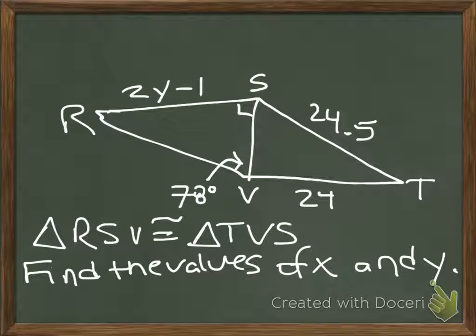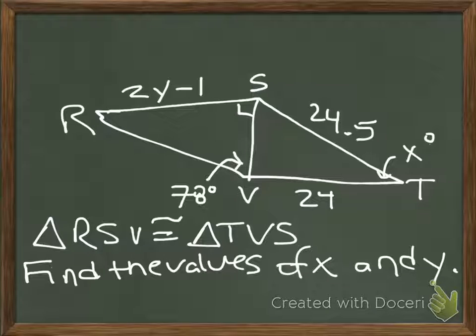Now we're going to look at these sets of triangles. So there's 2 triangles that are connected here, and they are telling us that these are congruent, so we need to find the values of x and y. So we know from the last lesson that all the angles in a triangle have to add up to 180. And then in this lesson, we know that all the corresponding parts are congruent.